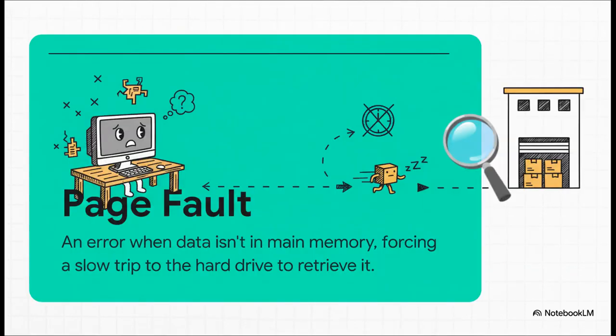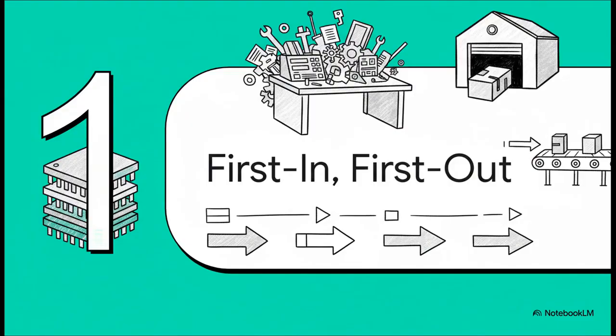Okay, so what happens when your computer needs a tool, a piece of data that isn't on the workbench? Well, it has to stop what it's doing and go all the way to the warehouse to get it. That little interruption is called a page fault. And our goal, the goal of any good operating system, is to keep those page faults to an absolute minimum, because every single trip to the warehouse slows everything down. So the big question is, when our workbench is totally full and we need to bring in a new tool, which one do we send back to the warehouse?